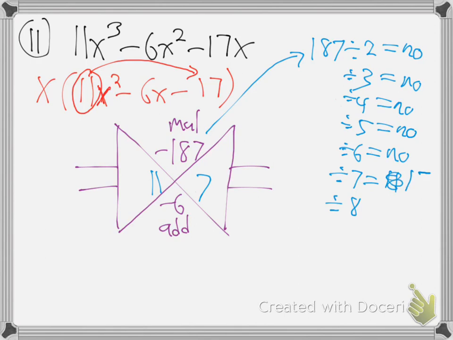I'm struggling here. Wait, no. So 7's a no is what you're saying? No, it's 11 and 17. Thank you. All right, there we go. That's the one you used to get 187. You're totally right. I'm trying to make the bow tie thing work, but what you're seeing is totally right.